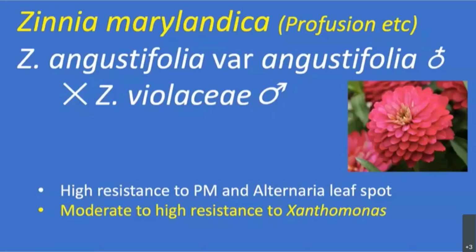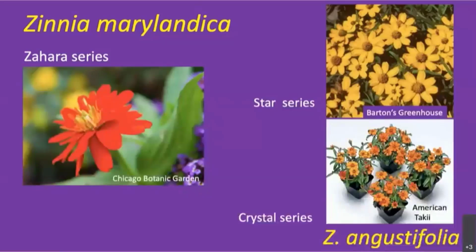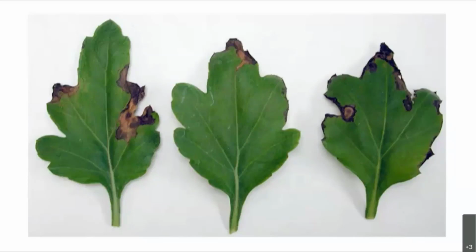One of the nice things is that we have advanced to having some alternative kinds of zinnia besides just Zinnia elegans. If you purchase, for example, Zinnia marylandica, which would include things like the Profusion series, you'll get resistance in those to the Xanthomonas disease, and also along with that, some resistance to powdery mildew and Alternaria. The Zahara series is another example of that Zinnia marylandica. There's also the Star series and the Crystal series, which are Zinnia angustifolia, which means narrow-leaved, and they're going to also give you very good disease resistance. So the types of zinnias you grow may make your job a lot easier.